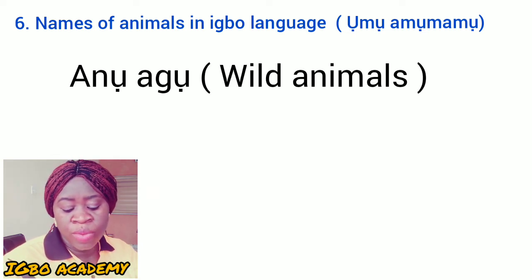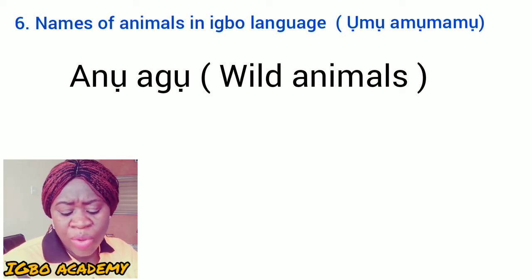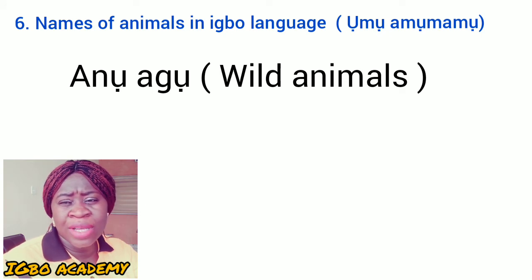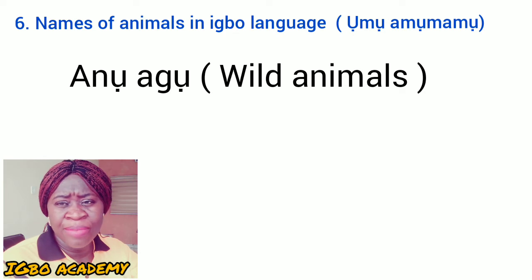Now we'll go over to the wild animals. The wild animals are called anụ agụ. Anụ agụ, wild animals. They are animals that we see in the forest, in the wild, that don't stay with us at home because they are dangerous, they are harmful.